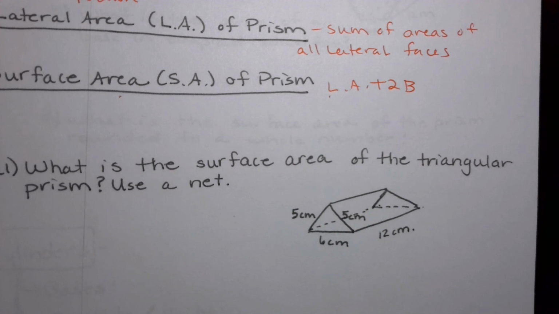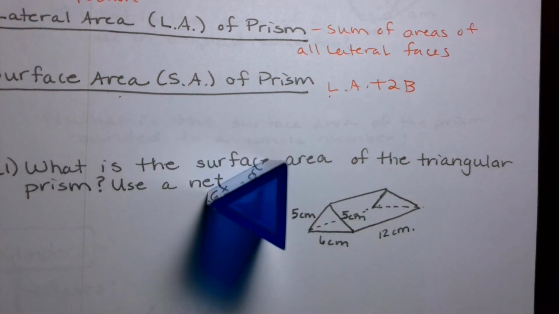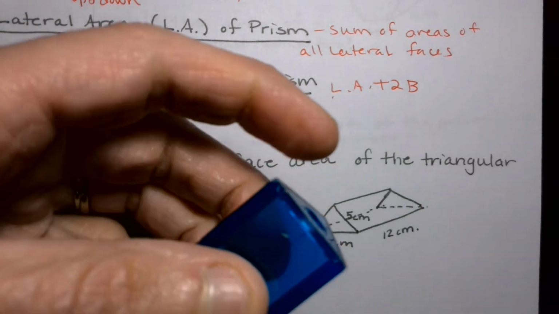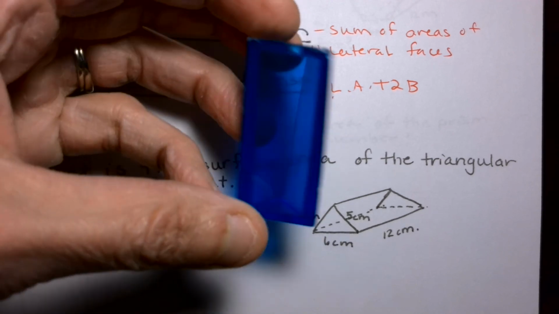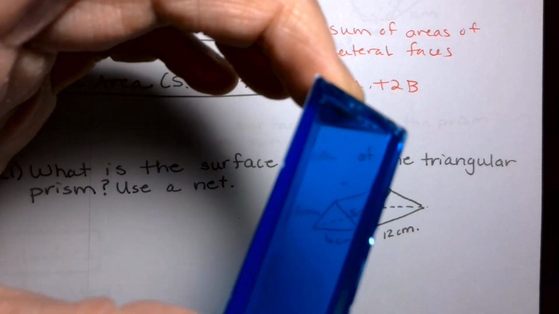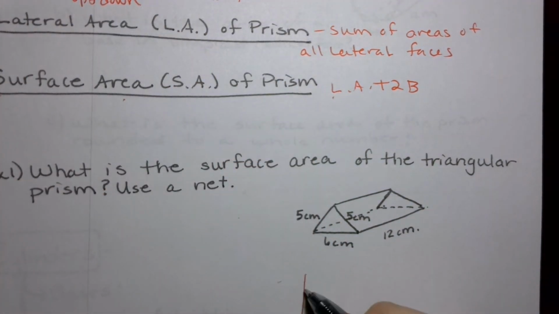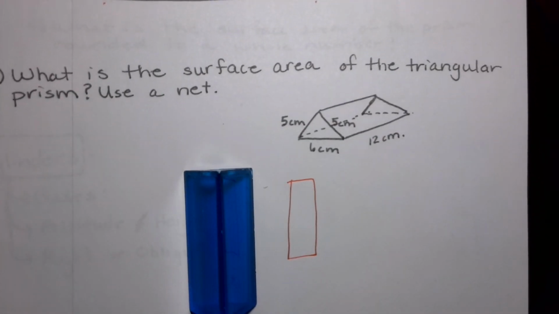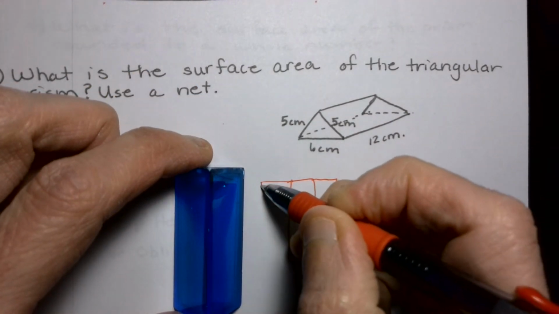So you guys practiced these nets before. This is the figure you see before you. It's a triangular prism because it has triangles for the bases. So it's called a triangular prism. Okay, so if we were going to unfold this, we would have a rectangle, right? And then these other 2 sides here would open up. So those would be here and here.